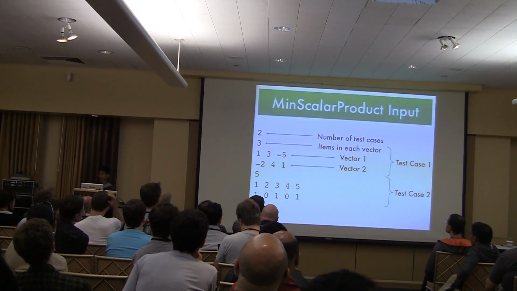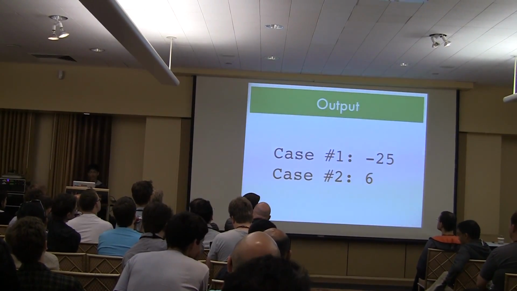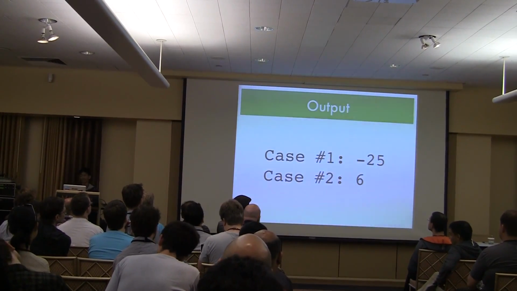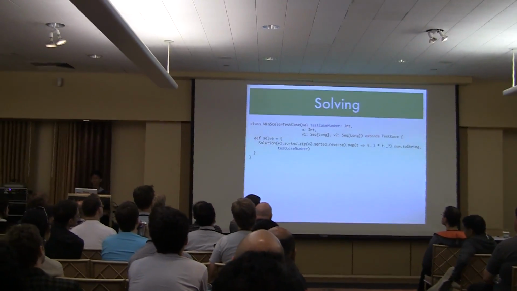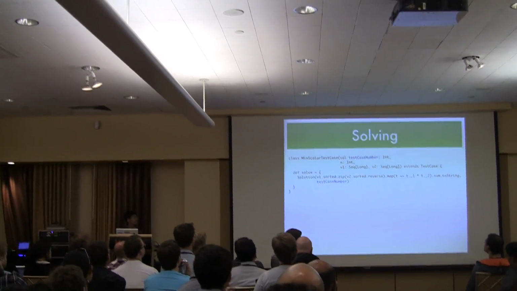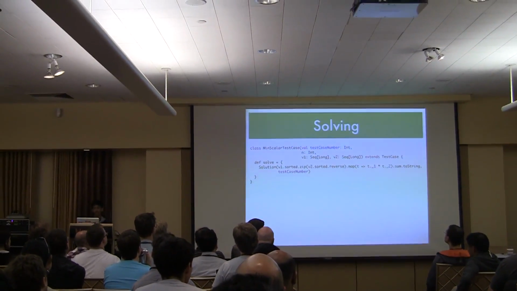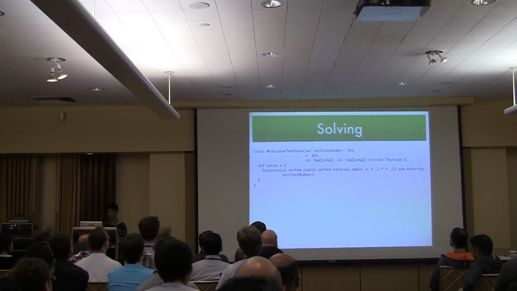Let's take a look at the output. Basically, you just have each case number with the solution for them, which for this problem is the dot product of your rearranged vectors. So let's see how you would actually solve this using my libraries. I have my min-scalar test case, which has the two vectors and some other numbers that I got from the input.